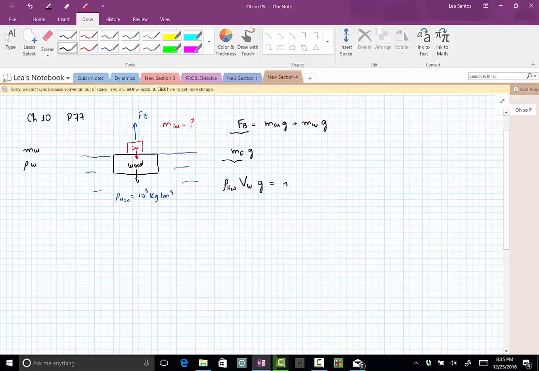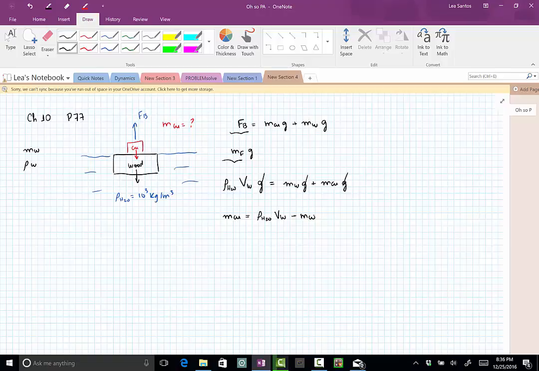The other side, I also have the mass of the wood multiplied by g plus the mass of copper multiplied by g. So this g just cancels. All right. Now the mass of wood is given to us. Okay, so this we know. And what we want to find is the mass of copper. All right, so I'm going to isolate the mass of copper. The mass of copper will be then the density of water multiplied by the volume of wood minus the mass of wood. Okay?